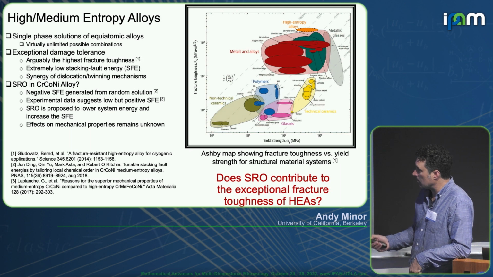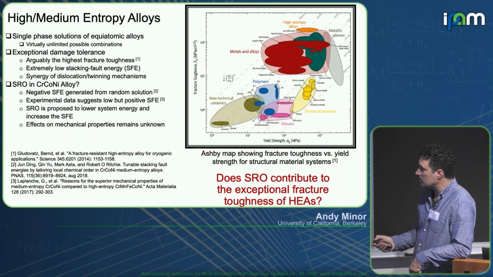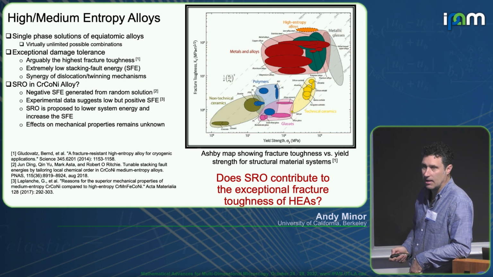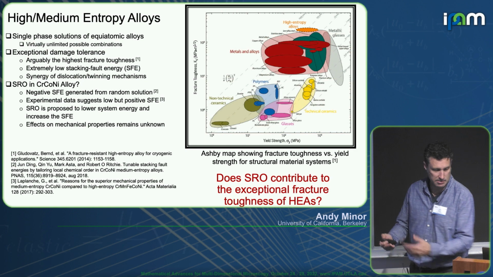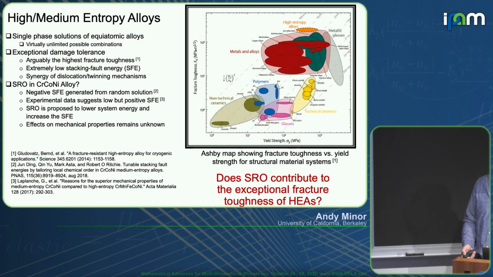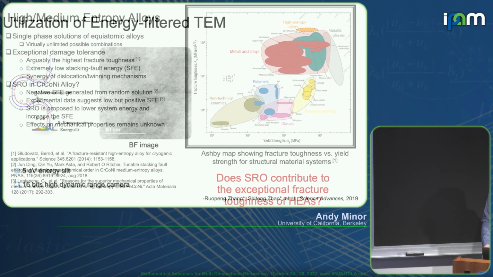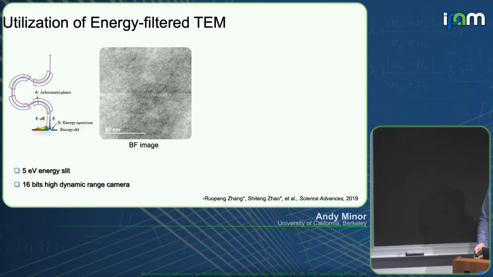So for instance, one property that's important is fracture toughness in an alloy. And the high entropy alloys have among the highest fracture toughnesses of any alloys so far. And so one of the questions is, does short range order contribute to this? And I'm going to sort of walk you through this and try to explain how it does. First off, can you see short range order?